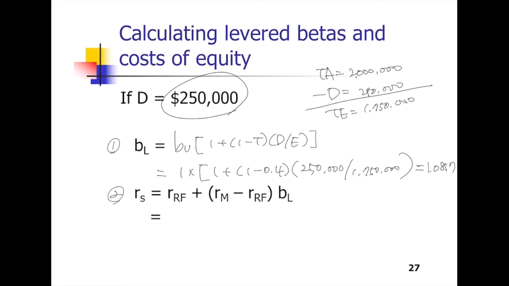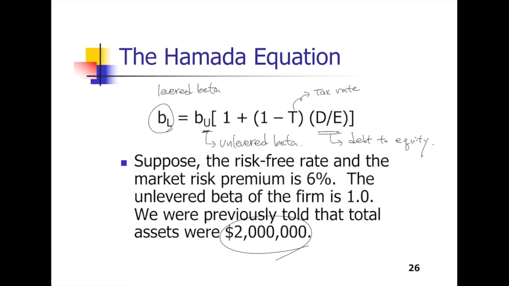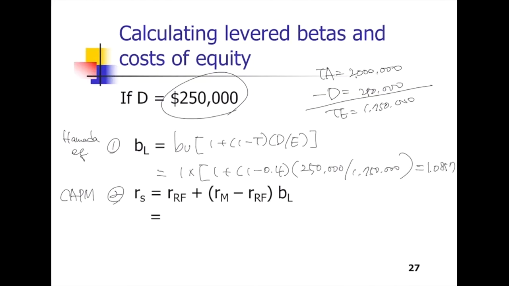and then calculate RS using CAPM, right? Yeah, this is Hamada equation, and this is CAPM, capital asset pricing model, and RRF 6%, right? So 6%, and market risk premium also 6%, and levered beta is here, right? Multiply 1.0857, then get new cost of equity.